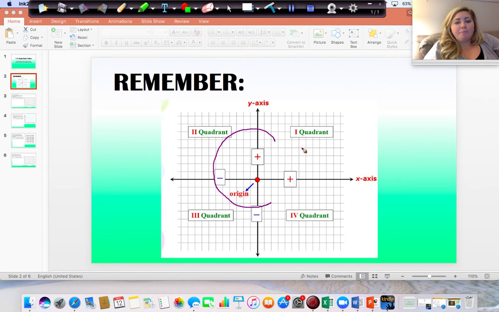Okay, we've got positive and positive. Our X and our Y values are both positive in the top right. Negative, positive in the top left. Bottom left, they're both negatives. In the bottom right, we have a positive and then a negative. Okay, so this is important. Make sure you've got your quadrants written down. Make sure you've got your y-axis and your x-axis written down, and your origin in the middle.